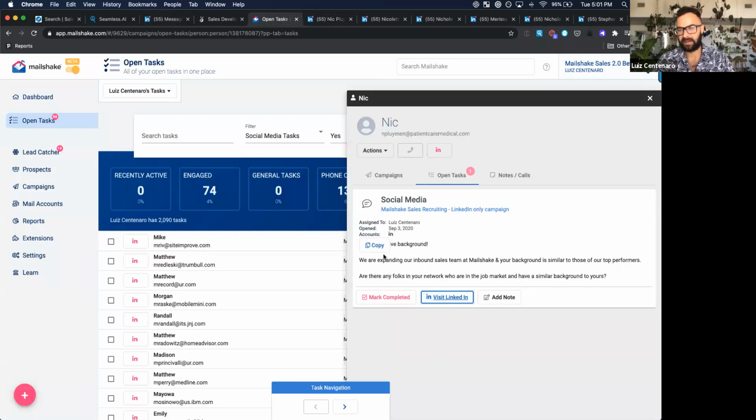And we're about to hire our 4th sales rep, and it's going to be with this strategy. So I hope this helps. And this is how we use Mailshake to go and recruit new sales development representatives.